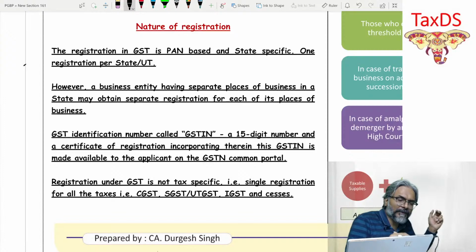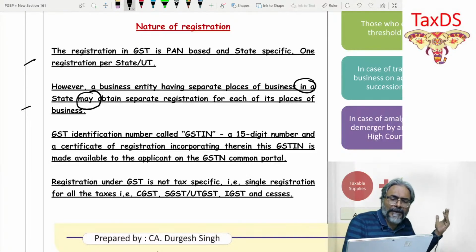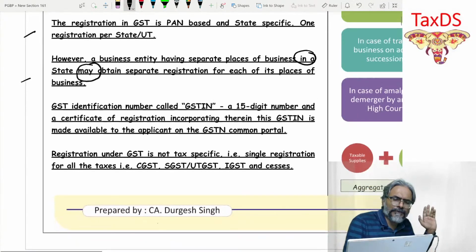Are all of you clear with this one? However, a business entity having a separate place of business in a single state may obtain, means it is not compulsory. It is voluntary. We already knew that if you have got more than one place of business in the same state or union territory, then you are required to take only one registration. But if you want to take more than one registration, definitely you can do that. So he may obtain separate registration for each of its places of business. That is what he can do.